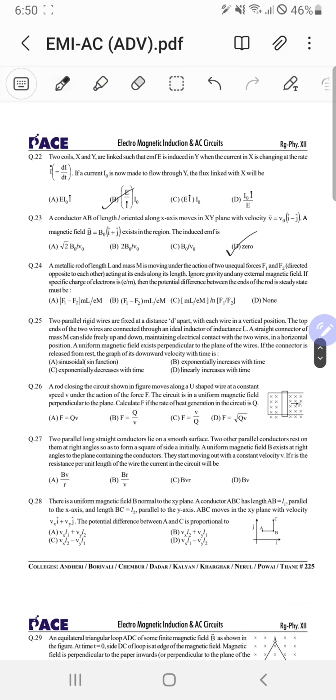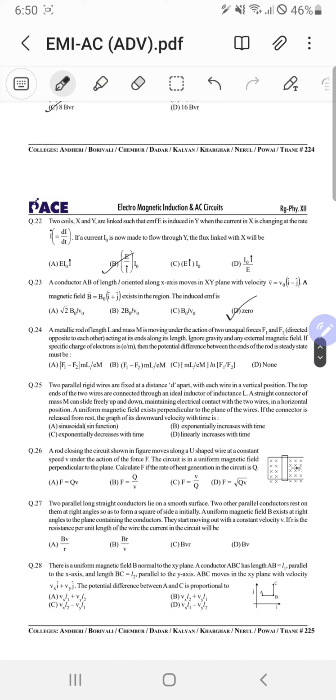Right, next question. A metallic rod of length L and mass M is moving under the action of two unequal forces, opposite to each other, acting at its ends along the length. So just say this is the rod, there's this F1 force, there's the F2 force. Specific charge of electrons is given. We don't want this statement, it's not any useful. Potential difference between the ends of the rod in steady state.